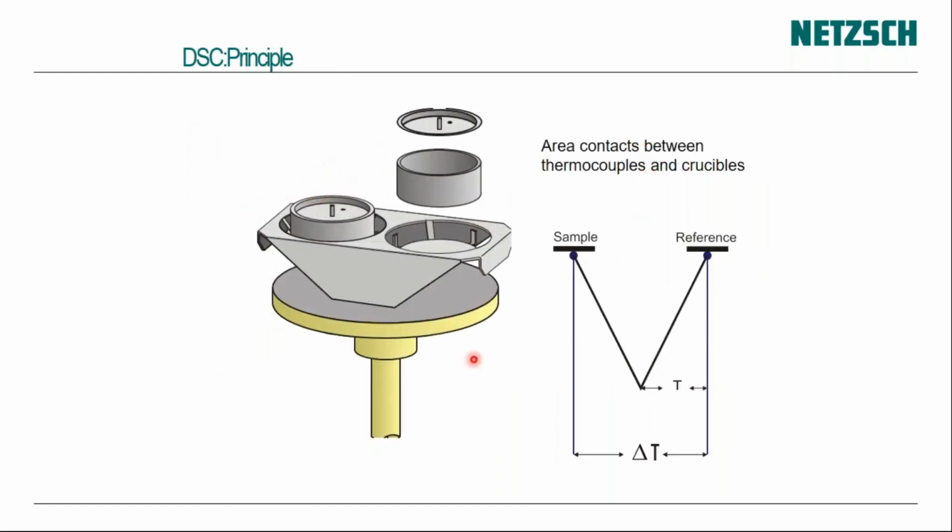Okay, so the DSC principle, as I told you: we have a sample as well as a reference, and we measure the difference in the temperature of the sample and the reference, and the difference in the heat flow.